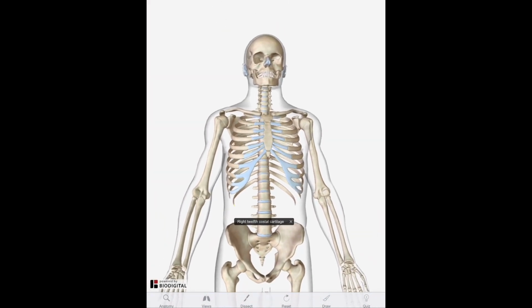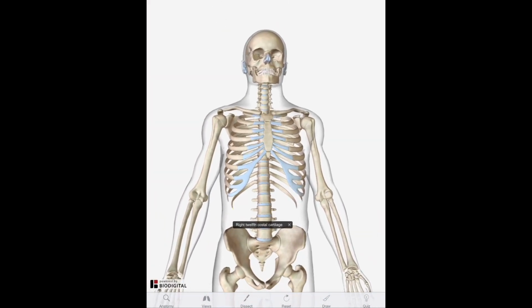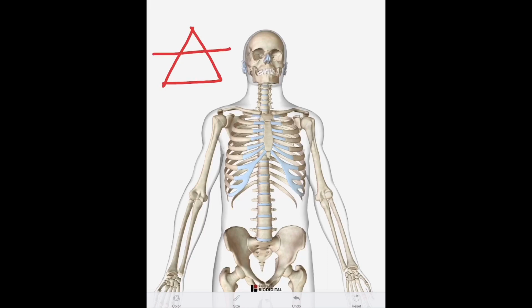The shape of the thoracic cage resembles a truncated cone. A cone looks like this. If you divide the cone into half, it looks like this. So the thoracic cage resembles a truncated cone.